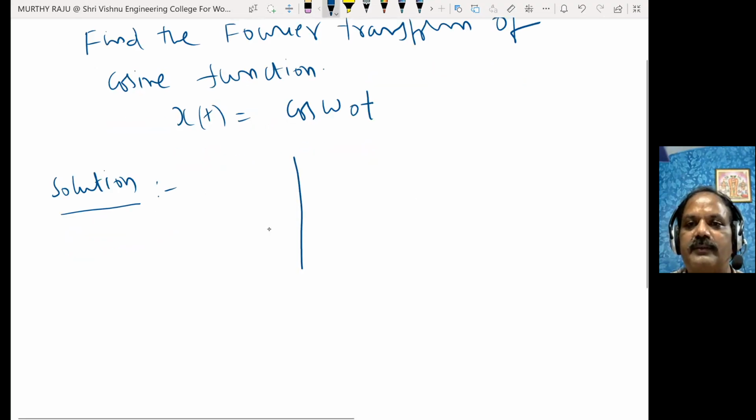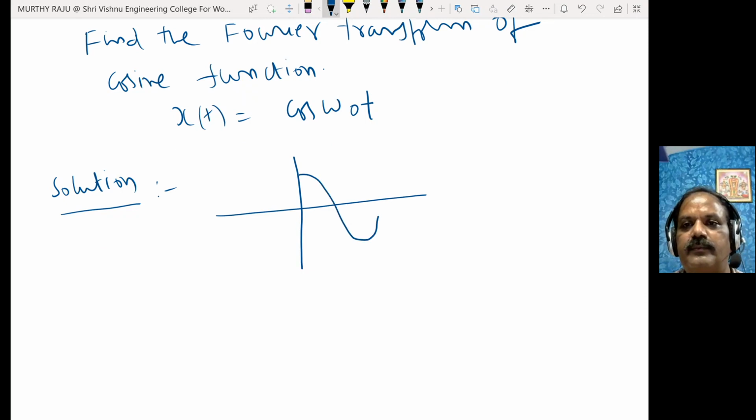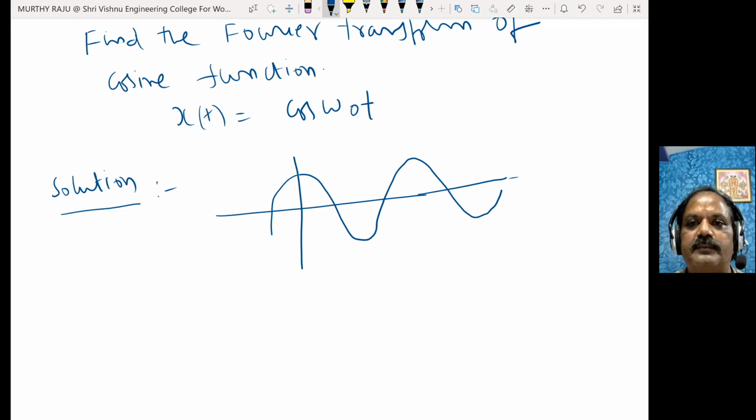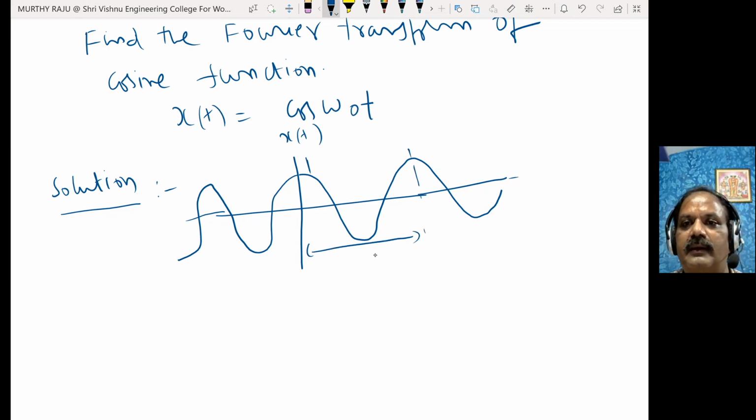This is the cos function, a periodic function like that. x of t, amplitude is 1. This is the time period T naught. Omega naught is equal to 2 pi by T naught.